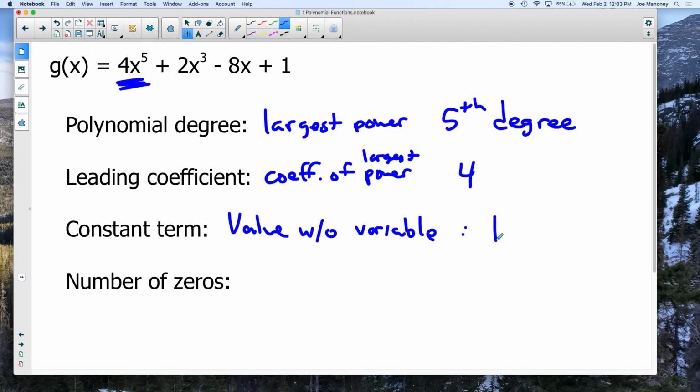And lastly, the number of zeros is the degree of the polynomial. So this polynomial function has 5 different zeros. Wow. So there are 5 solutions for x that would make this equation true when we set the function equal to 0. And that's what we're going to go into the next couple lessons.